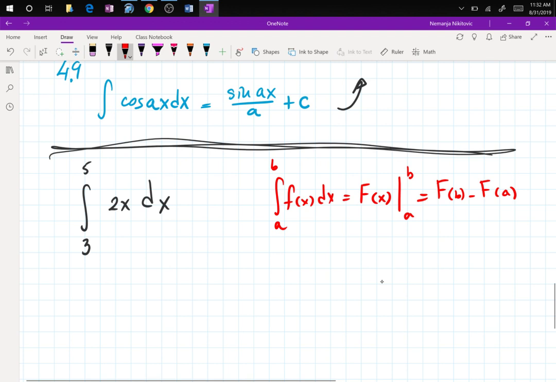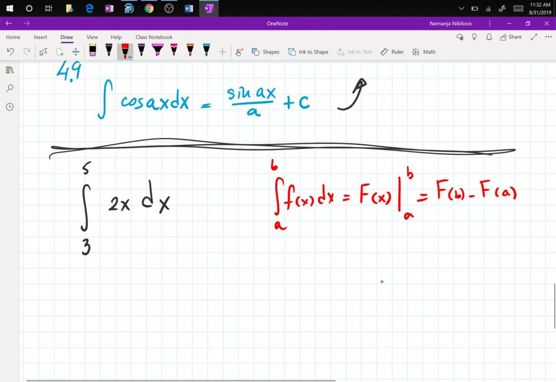So lowercase f and a capital F are not the same function. Actually, the derivative of big F is a small f. This is why it's called antiderivatives if you go the other way, which is integration.